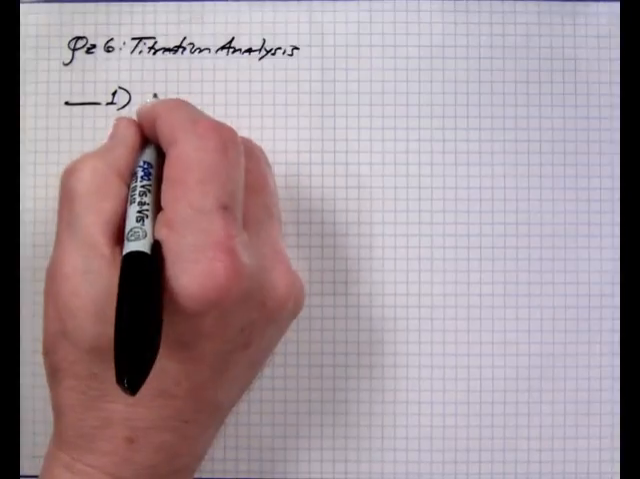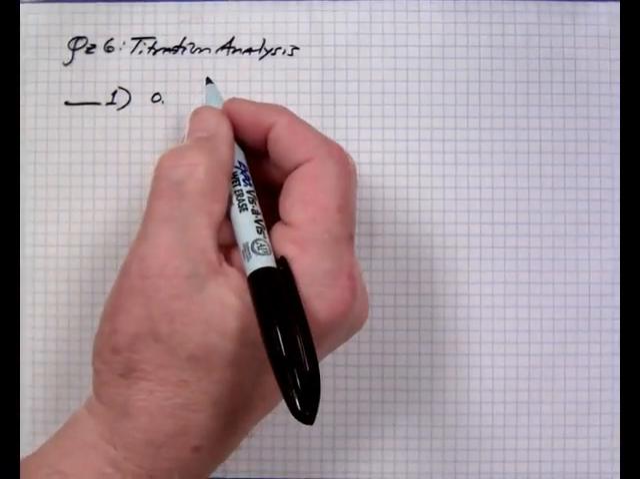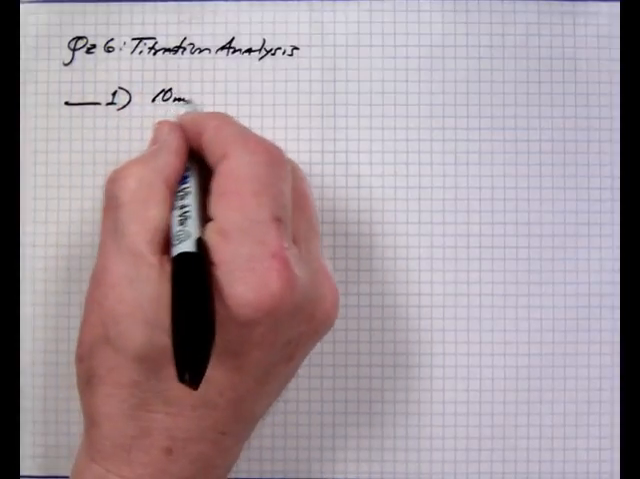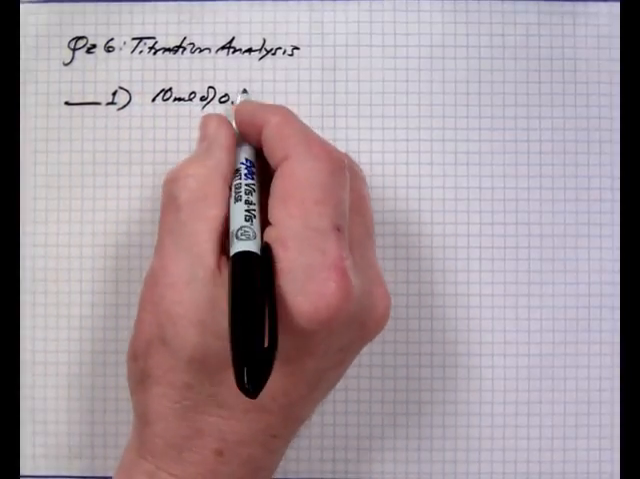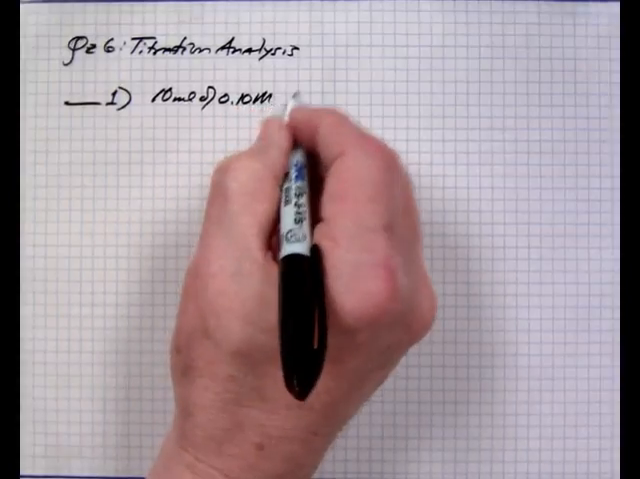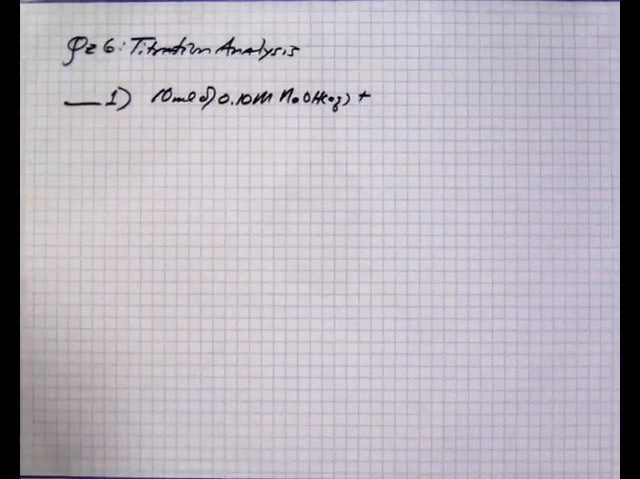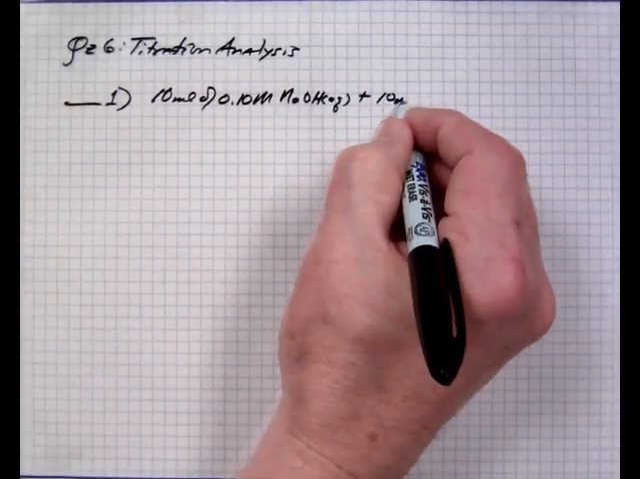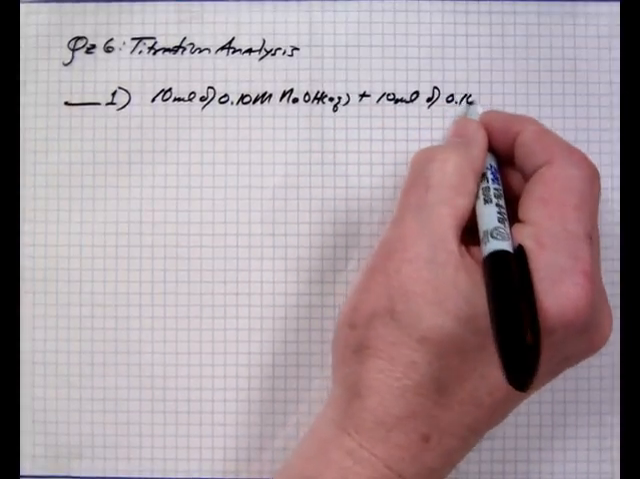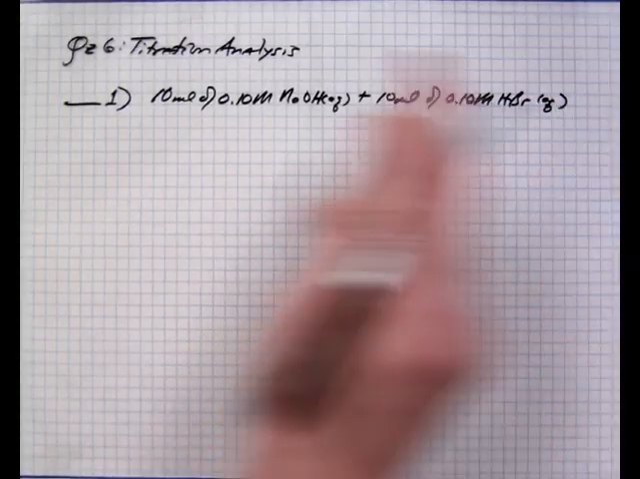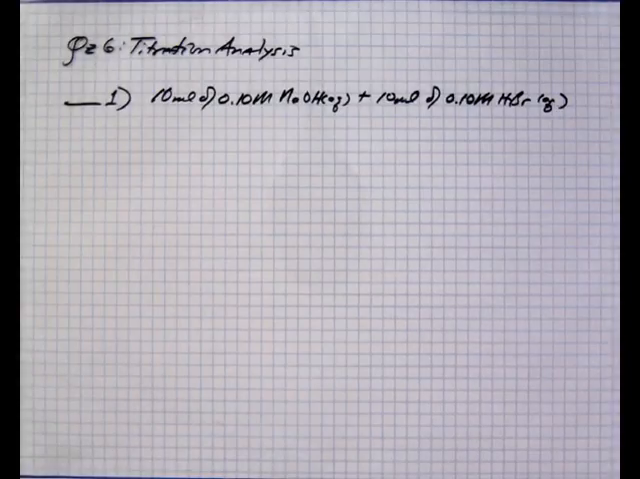Okay, so we have a 0. Check that again. 10 milliliters of 0.10 molar sodium hydroxide. I'm sure this will be an aqueous solution, plus 10 milliliters of 0.10 molar HBr aqueous. After they've completely mixed and the reaction is dead, how much salt is present?